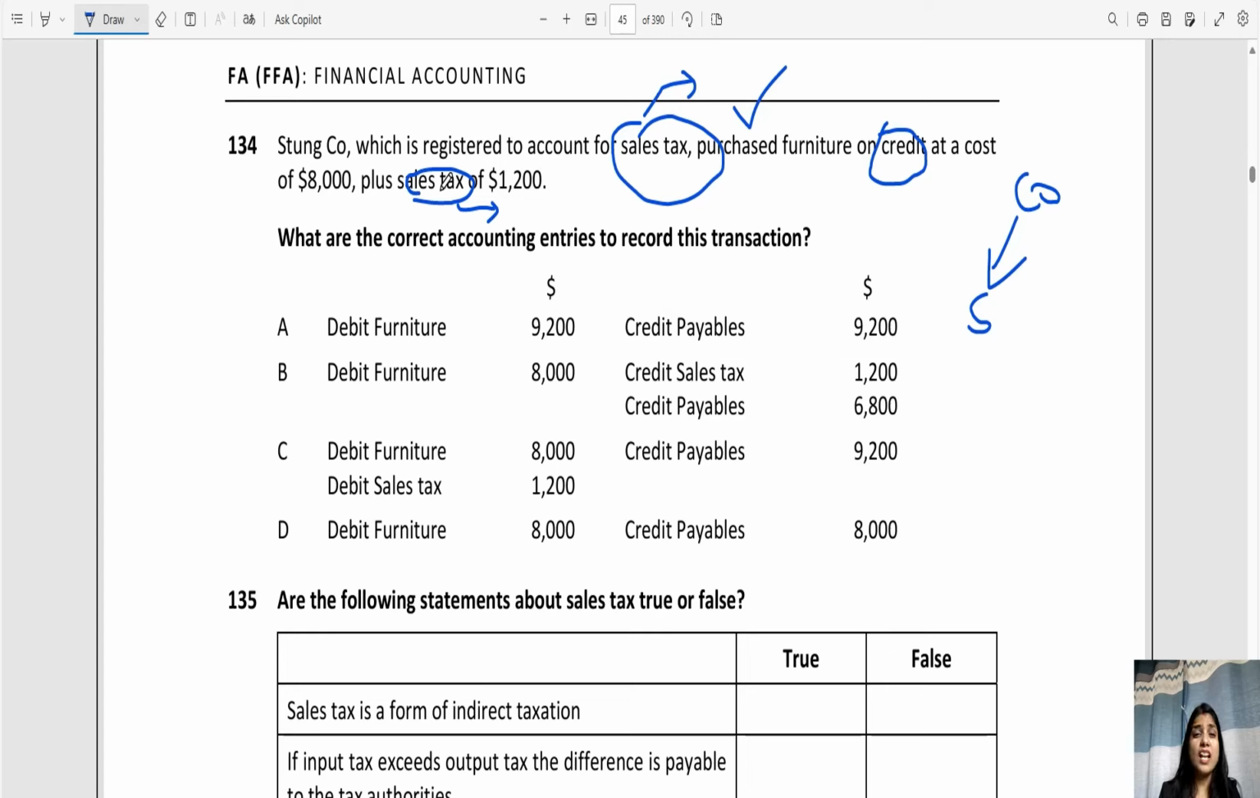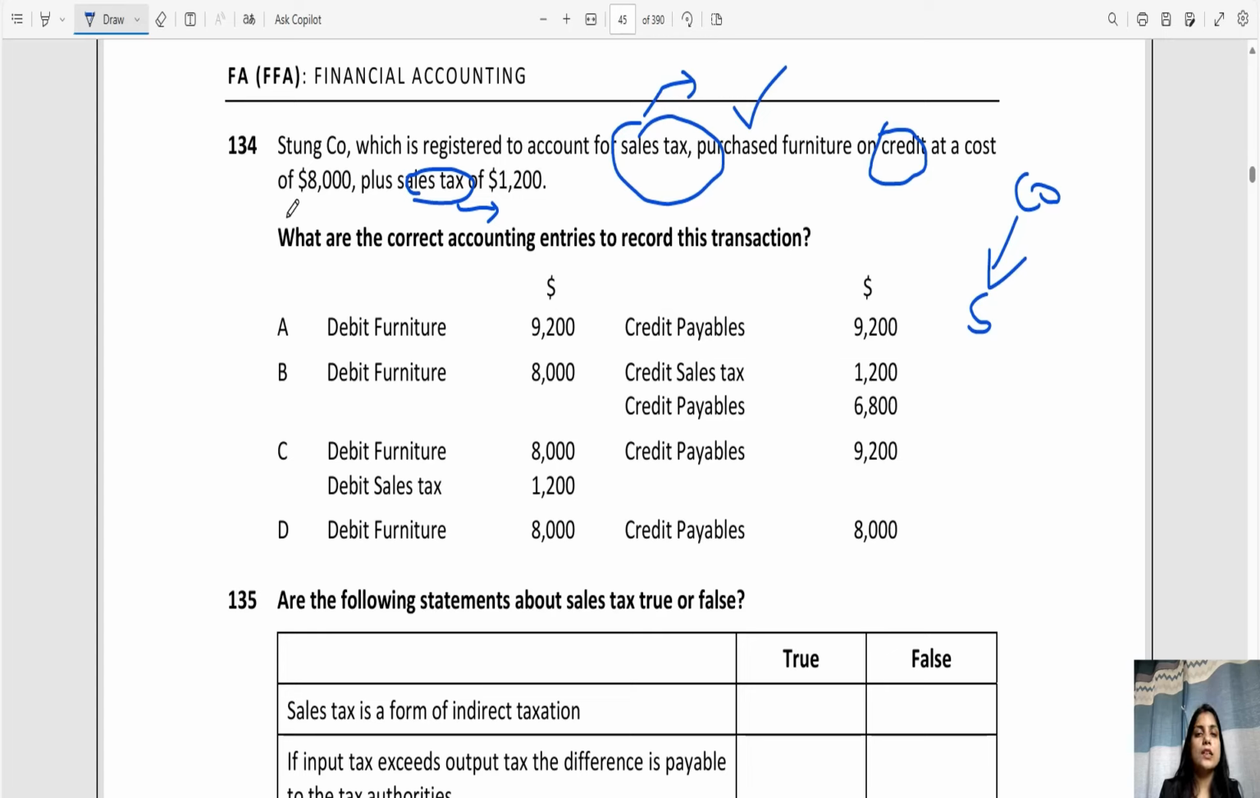And we don't maintain a separate register for the purchase tax. We will just simply reduce the sales tax, or whatever VAT is payable to HMRC. We will net off those amounts. So let's evaluate the options. I think you might be familiar with the question now.